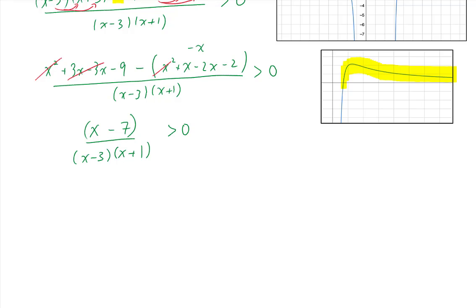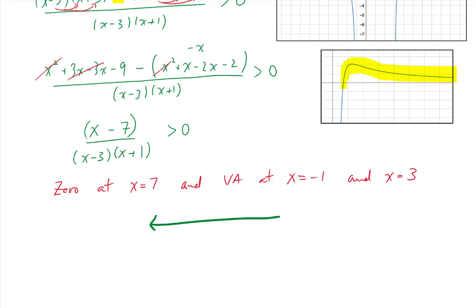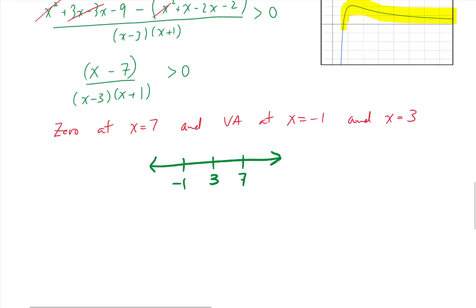So once again, we need to state our zeros and our vertical asymptotes. Let's set up our number line. So we're going from negative infinity to negative 1 to positive 3, and positive 3 to 7, and then 7 to infinity. So this helps us visualize our intervals. So let's create our interval table. So we have x less than negative 1, negative 1 less than x less than 3, 3 less than x less than 7, and x greater than 7.